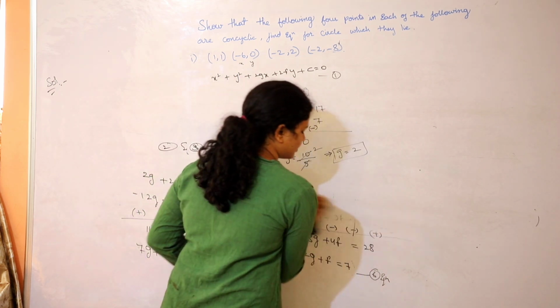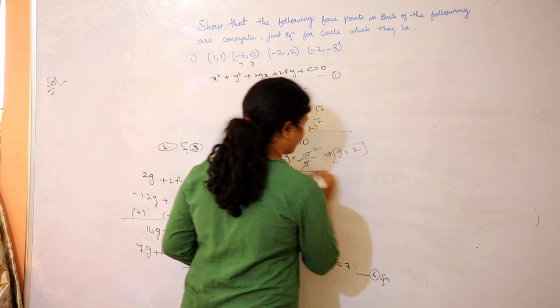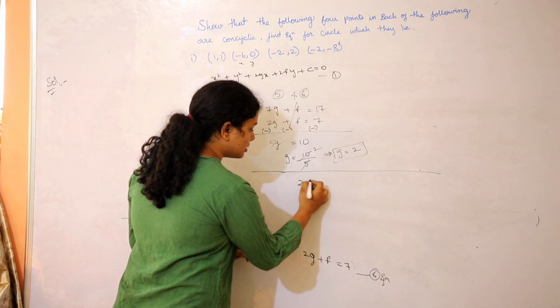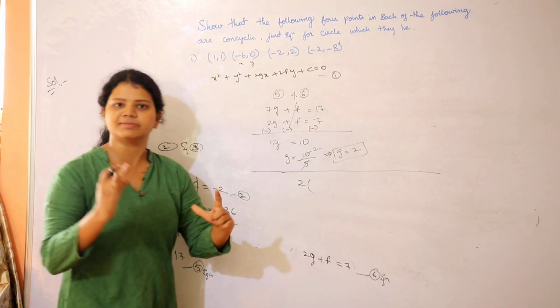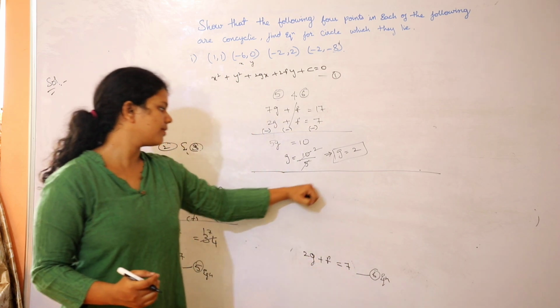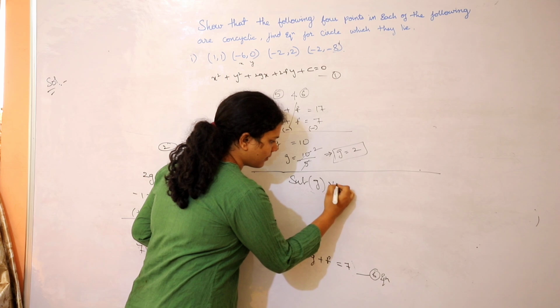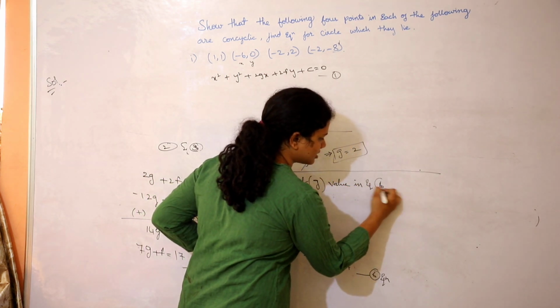Now here I got the g value, and now it's 2g. Substitute the g value to find out the f value. Just substitute the g value in equation number 6 to find it out.